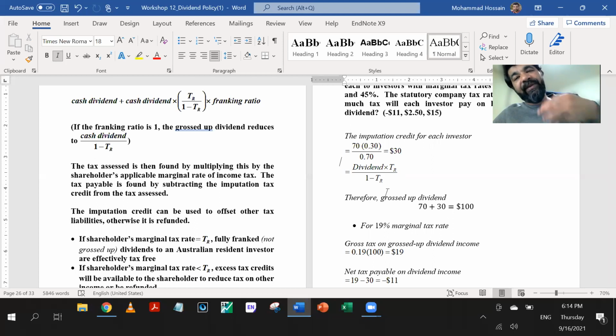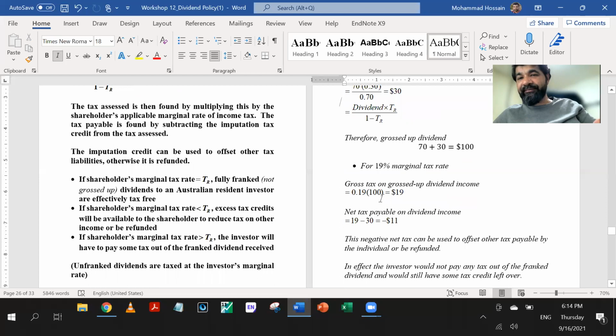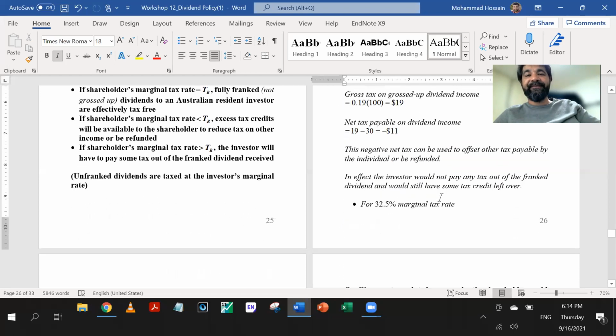Why $70 are they going to hand over? Because the company is going to pay 30% to the Australian government tax office. Then the question comes up, why do you pay 30%? My tax rate is 19%. Then the company will say, because the company rate is 30%. That's why I'm paying 30% to the Australian government. Now, how do I get my money back? Tell the ATO that this much is my franking credit, but my tax rate is 19%. Okay. Then they will refund you the money.